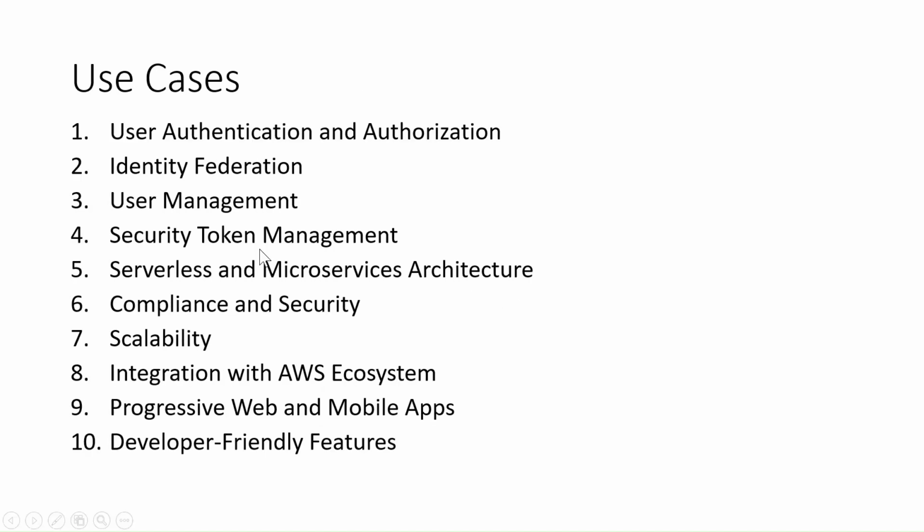Now let's see what the use cases of AWS Cognito are. The first thing is user authentication and authorization. So AWS Cognito integrates with third-party identity providers like Google, Facebook, Amazon, and enterprise providers. And it also provides multi-factor authentication, which enables additional security by requiring users to verify their identity using a second factor such as SMS or TOTP-based authentication.